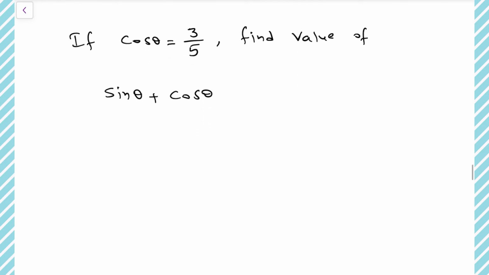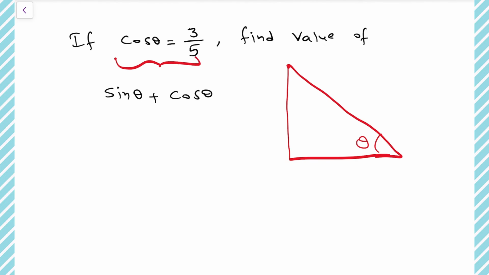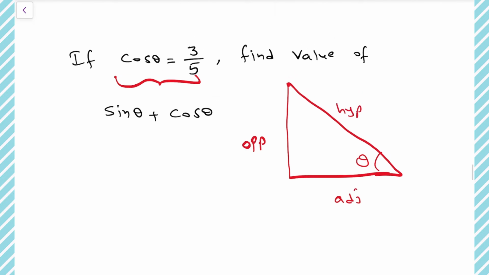Next one. If cos theta equals 3 by 5, then find the value of sin theta plus cos theta. Immediately take one right angle triangle. Here I am taking it as theta. He gave cos theta equals 3 by 5. So for this theta, this will become opposite, this will become adjacent, and this becomes hypotenuse. So now the cos theta value is given as 3 by 5. So cos is nothing but adjacent by hypotenuse. So adjacent is 3, hypotenuse is 5.